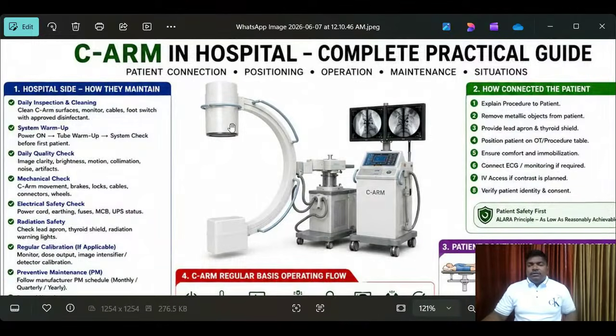Okay, right. So here is the C-arm in hospital, a complete practical guide. Patient connection, position, operation, maintenance, and situations are very important. The doctor will decide all these things, because the doctor will diagnose, consult, and counsel the patient depending on the patient's condition and the report. See how the hospital side maintains it. This is the equipment I already showed you. If you take any company, the C-arm looks like this only.